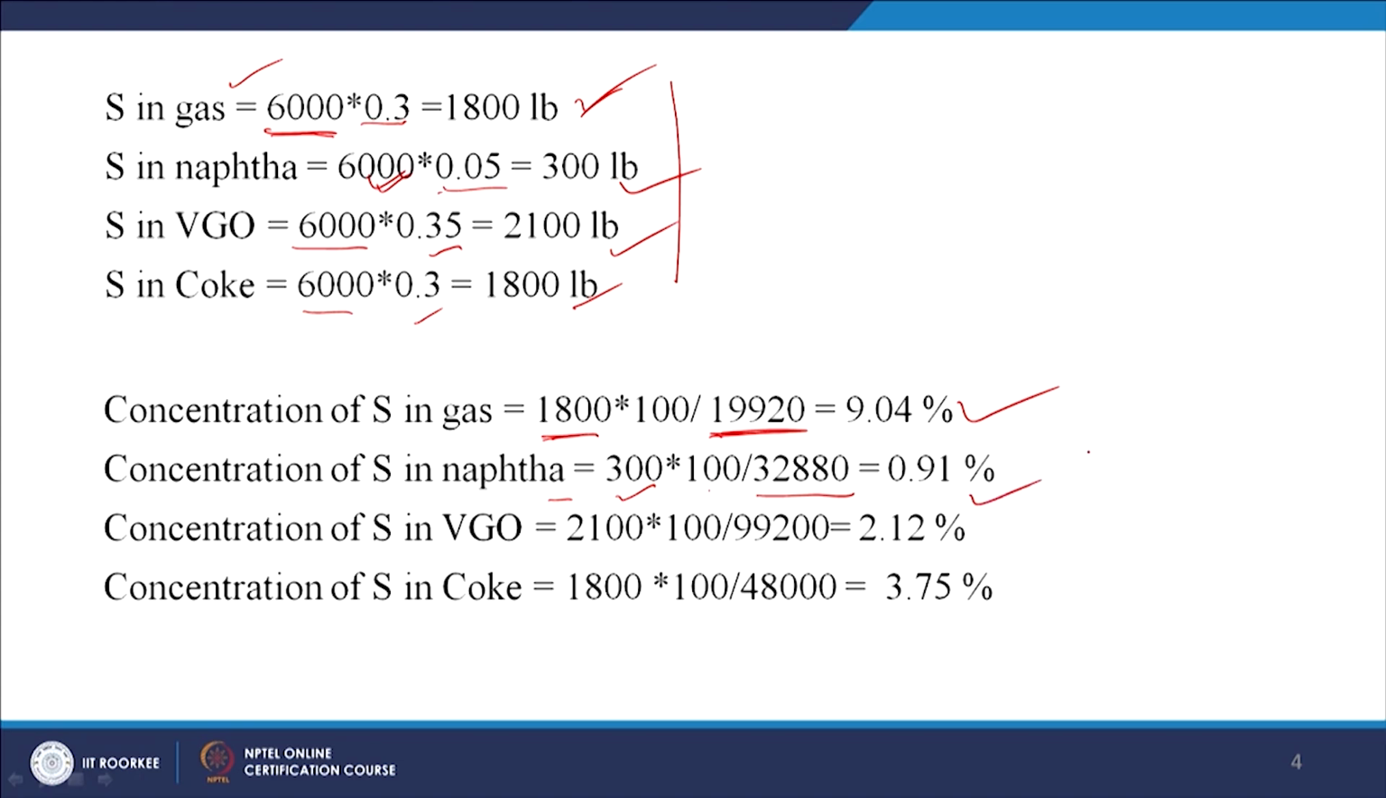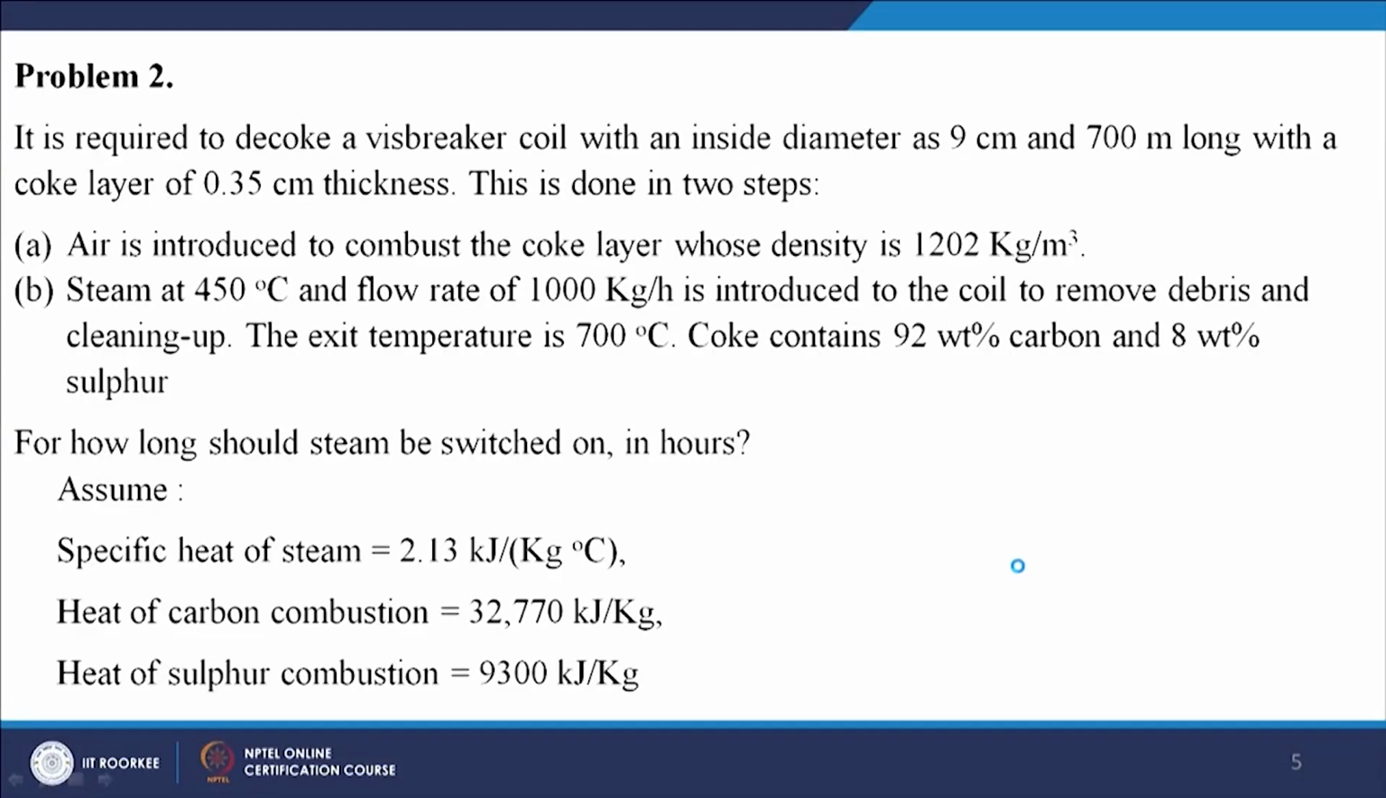So, again 0.91%, and then the concentration of sulfur in VGO is the mass of sulfur in VGO divided by the mass of VGO into 100. So, 2.12%, and for coke, the sulfur in coke is equal to 1800 divided by the total mass of coke, 48,000, into 100. So, 3.75%. So, now we are able to determine the product distribution and how the sulfur is distributed in different products. Now, we are coming to the next problem.